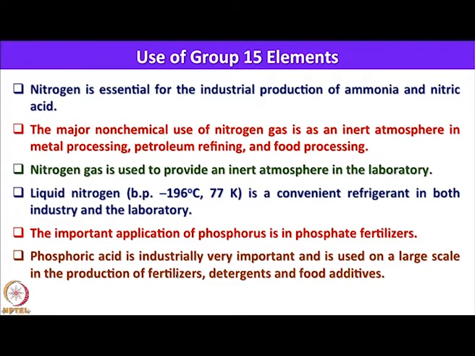Nitrogen is essential for the industrial production of ammonia and nitric acid. The major non-chemical use of nitrogen gas is as an inert atmosphere in metal processing, petroleum refining and food processing. Nitrogen gas is used to provide an inert atmosphere in the laboratory. Liquid nitrogen is a convenient refrigerant in both industry and in the laboratory, with a boiling point of -196 degrees centigrade.